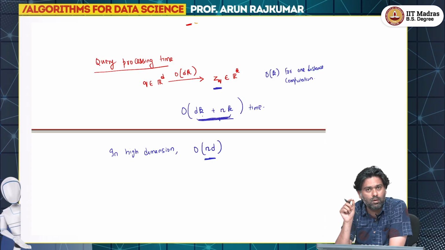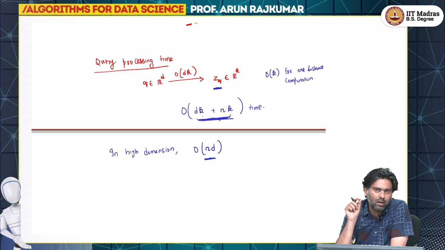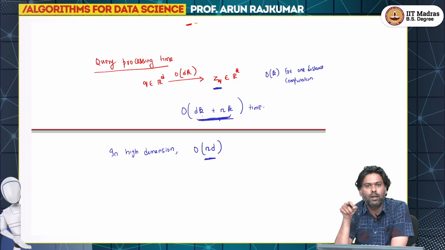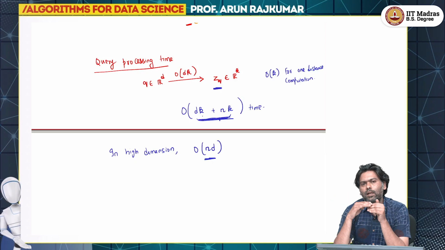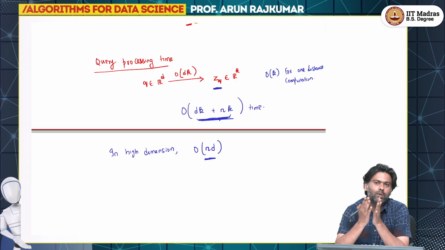So if k is small, we are definitely gaining, because k is much smaller than n. Order of nk plus kd might be much smaller than order of nd, which is a good thing. So we have gained in terms of time with respect to the standard nearest neighbor problem in the high dimension.